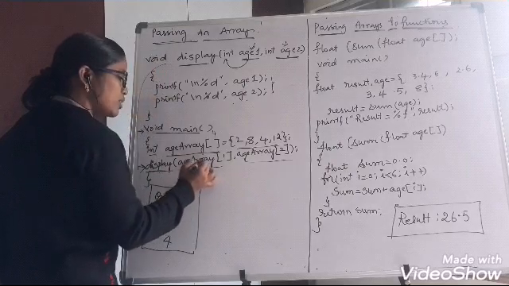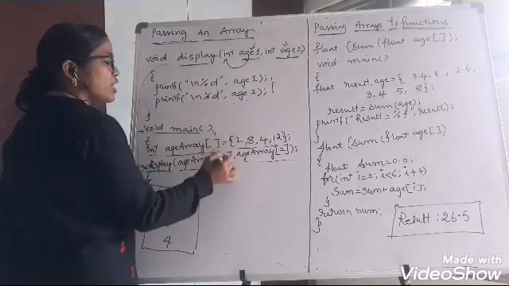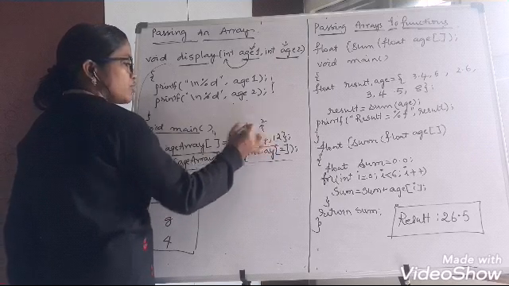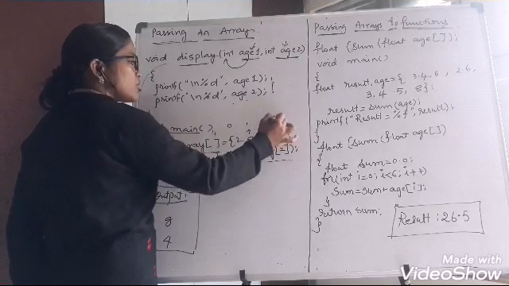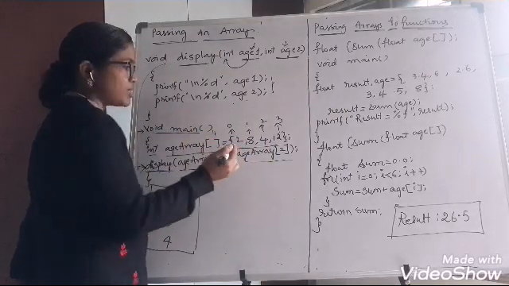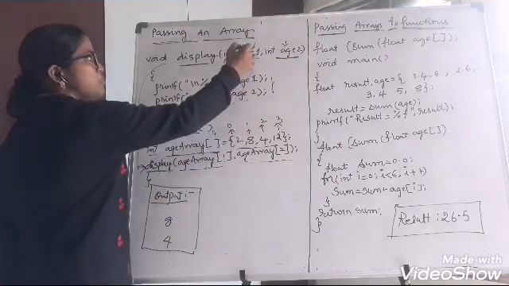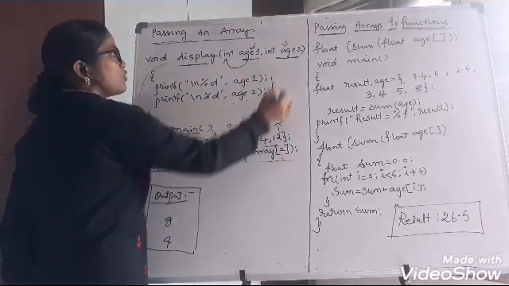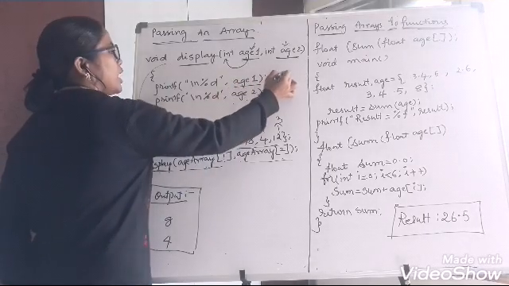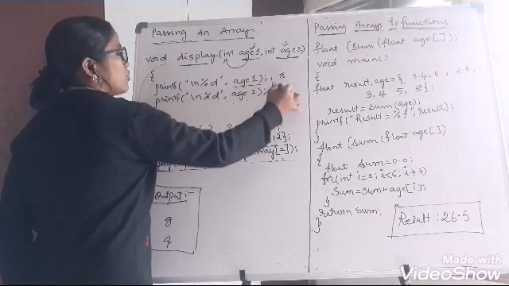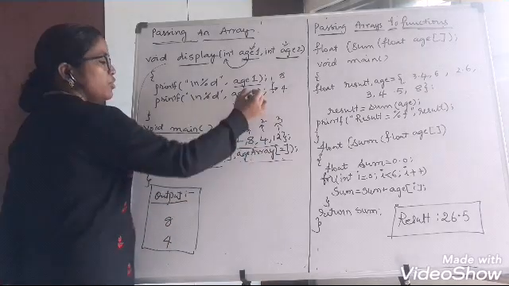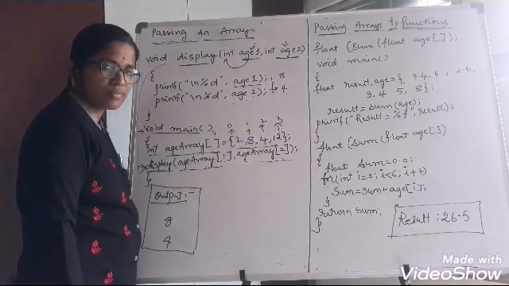So what are these parameters? Age array of 1, age array of 2. As you know, through indexing we can access array elements. So age array of 1 is passed as age 1, and age array of 2 is passed as age 2. So it will display 8 here and 4 here. So age of 1 is 8, age of 2 is 4.